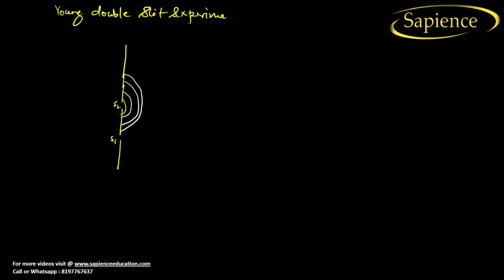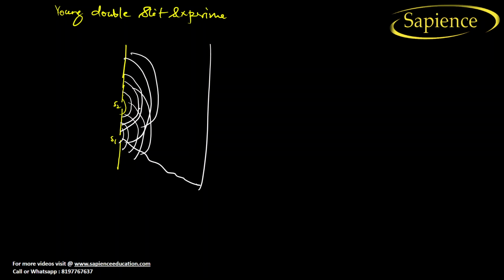Now let us discuss the Young double slit experiment. So we know that there are two slits, S1 as well as S2, like this. So what will happen? There will be interference, and due to this, one wave may reach like this, one wave may reach like this, one wave may interfere like this. So somewhere it will be constructive, somewhere it will be destructive.